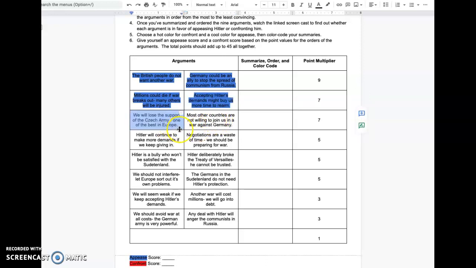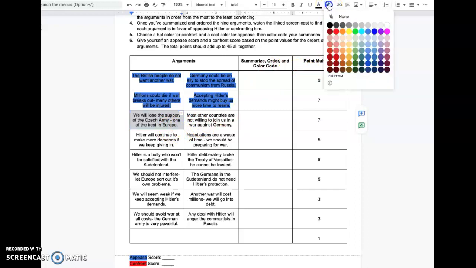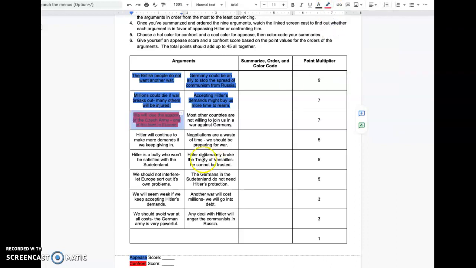We will lose the support of the Czech army, one of the best in Europe. Remember, the question is whether to give Czechoslovakia or part of Czechoslovakia, the Sudetenland, to Hitler and the Nazis. This is an argument to confront and stop them from taking the Sudetenland, to maintain the support of the Czech army to stop Germany.